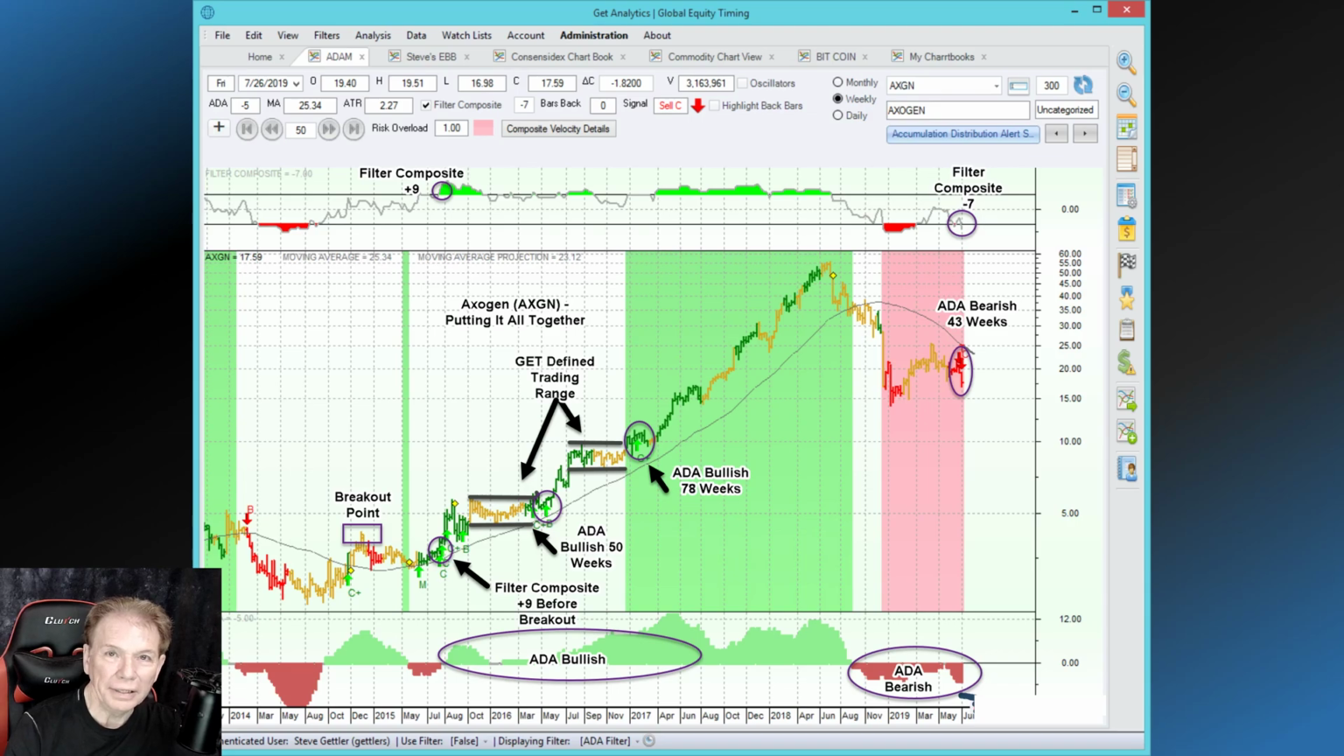Today we're going to be talking about how to put together a successful trade using the global equity timing tools. Let's get right to the chart and take a look.